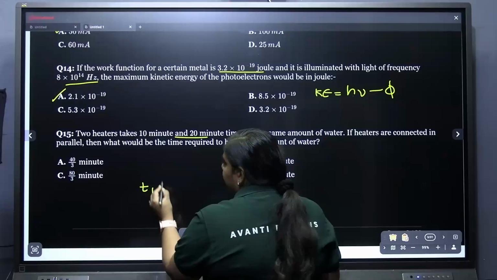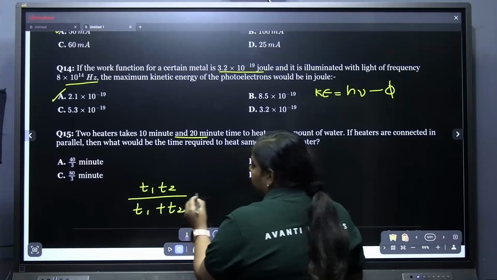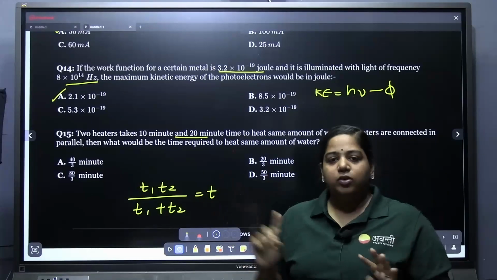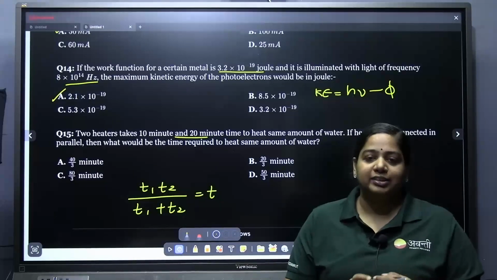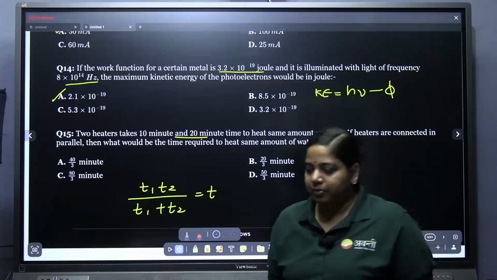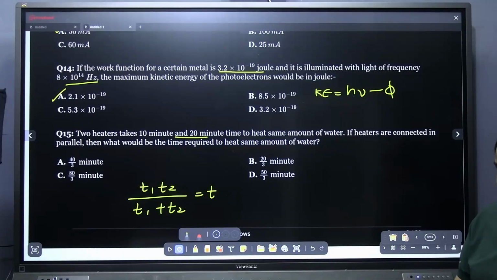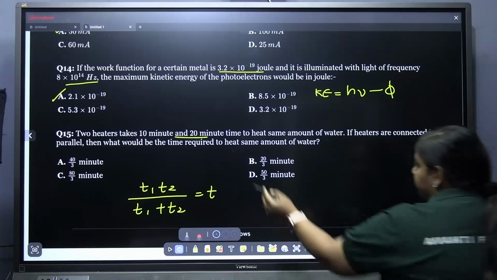Actually, T1 T2 divided by T1 plus T2 will be the time taken. How we are getting this formula, we solved it in class. Please, if you don't remember, refer to that current electricity heater question we did. Okay, do you remember that? Answer is option B.